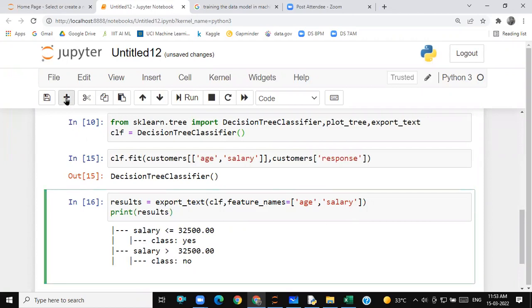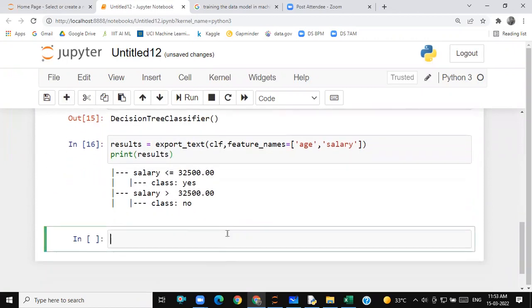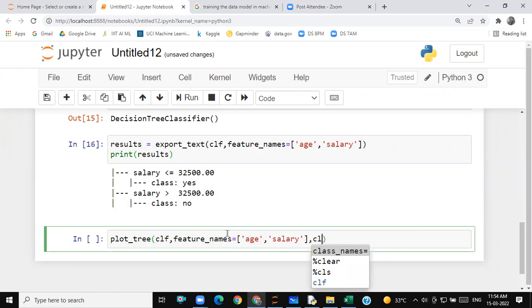I can show it in a different way also. Don't worry about that. I can just visualize it in a diagrammatical format. See how easily the results are going to be there. I can just plot the tree. This is nothing but plotting of a tree. The feature names are age, comma, salary. Don't worry about the technical concepts, guys. So, are machines really learning or not? That is what we are trying to study. The class names are going to be nothing but yes or no, whether they are responding or not responding.